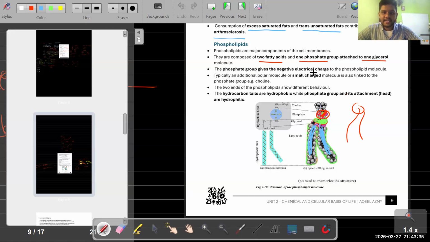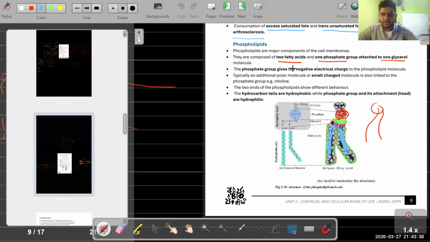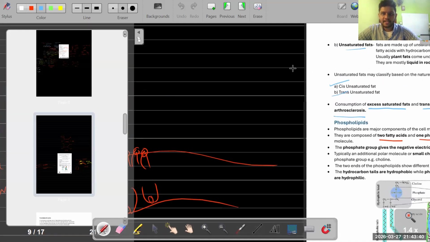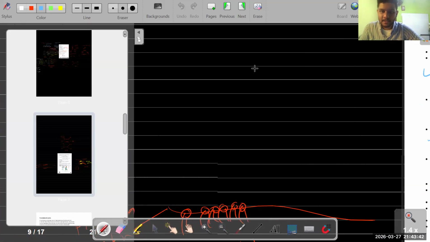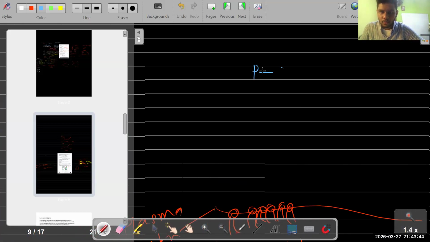The phosphate group gives the negative electric charge to the phospholipid molecule. Now, chemically, phosphate looks like this: PO4 3 minus. For phosphorus, what is the valency of phosphorus? 5. Am I right?